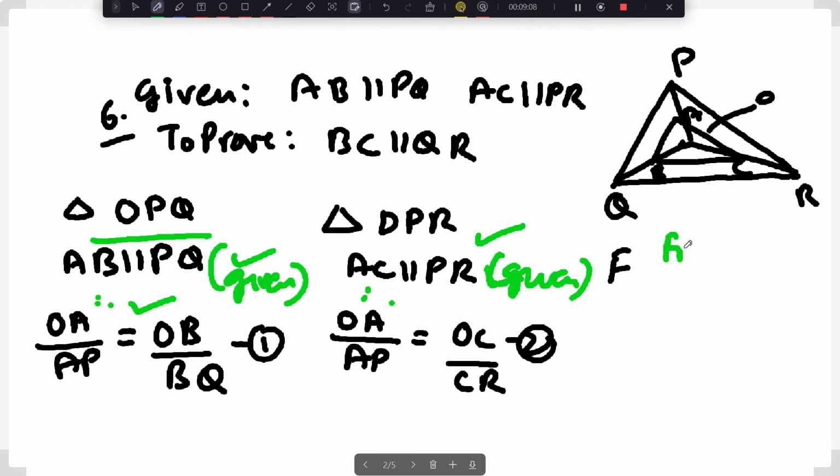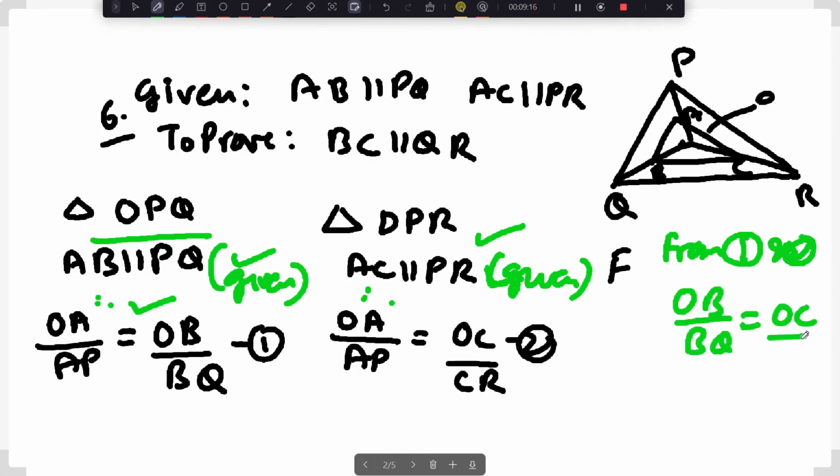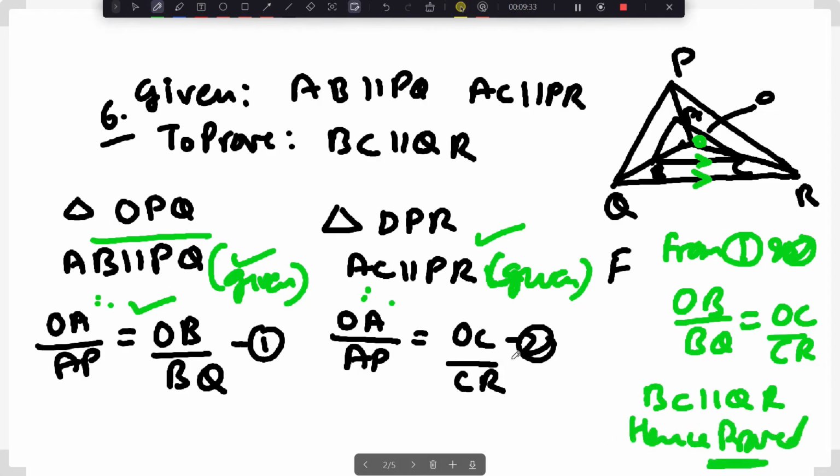So if you look at 1 and 2, we can see the LHS are the same. So OB by BQ is equal to OC by CR. Now just look at this triangle in isolation, right? OB by BQ is equal to OC by CR, which will mean by theorem 6.2 that BC is parallel to QR, and hence proved.